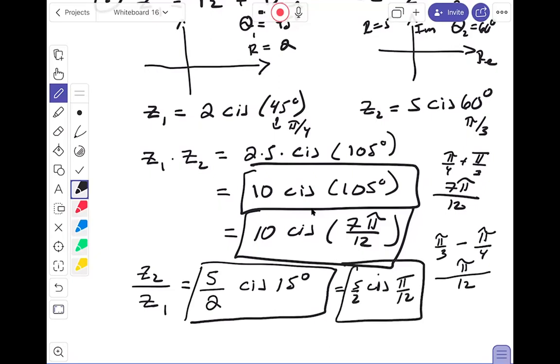Okay, let me look at the answer key. And I want to certainly see if I've got it right. And let's take a look. They're not using the CIS notation, but it's really the same thing. So let's look at the Z1 times Z2. I see the 10, and I do see the CIS. They just write it down as cosine i sine, and it's 7 pi over 12 in their notes, which is the same thing as 105. Next one, 5 halves CIS. They do have the cosine i sine pi over 12. Same thing as 15 degrees. Let's go to number 10.